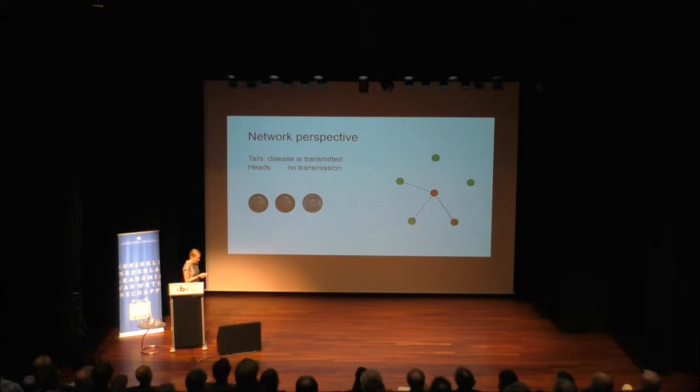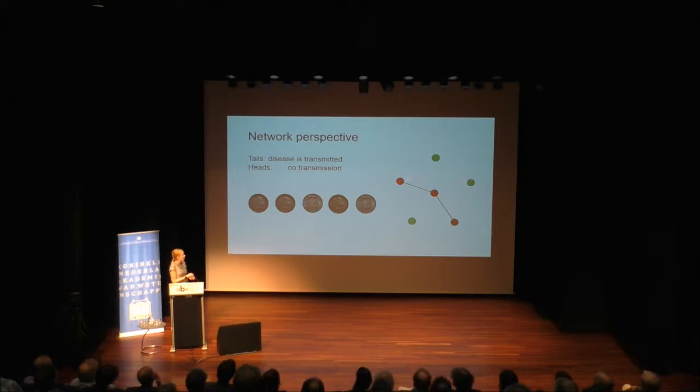But you can see what's happening, right? Tails, we transmit the disease to this person. Heads, we don't transmit, and tails, we transmit. And now we can repeat the same thing for these nodes. We can flip coins with probability P to see if the disease is transmitted. And in the end, we'll have a small network, and all the nodes that are connected by a path to the initial infection will be infected in the end.